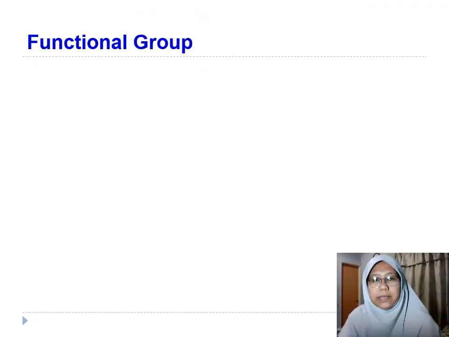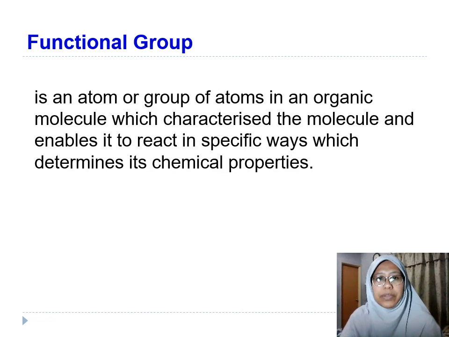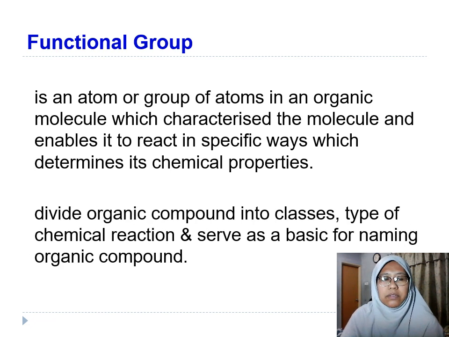A functional group is an atom or group of atoms in an organic molecule which characterizes the molecule and enables it to react in specific ways. This, in turn, will determine its chemical properties. Functional groups divide organic compounds into classes, determine the type of chemical reaction, and serve as a basis for the naming.